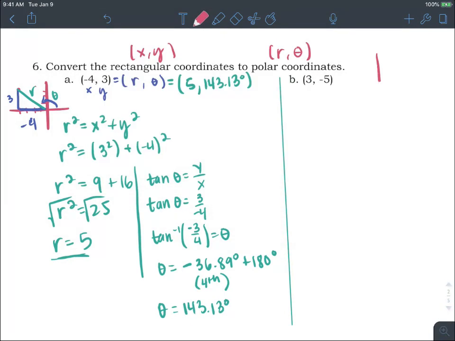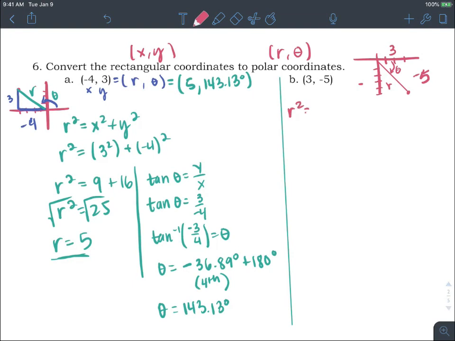All right, let's do this next one. I'm going to sketch it over here. We're a little tight on space. So 1, 2, 3, 1, 2, 3, 4, 5. So positive 3, negative 5. Looks like we're in the fourth quadrant. So that's going to make some of this a little easier. That's going to make our tangent a little nicer, huh? Go ahead and solve for r and theta, and then we'll check in with you.